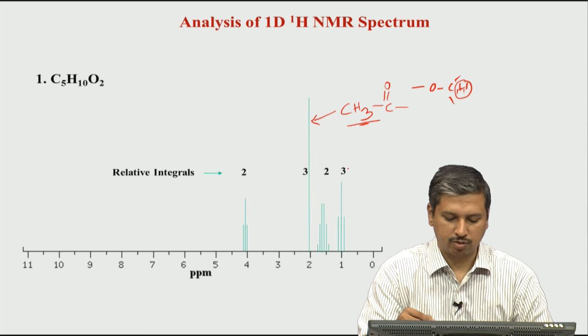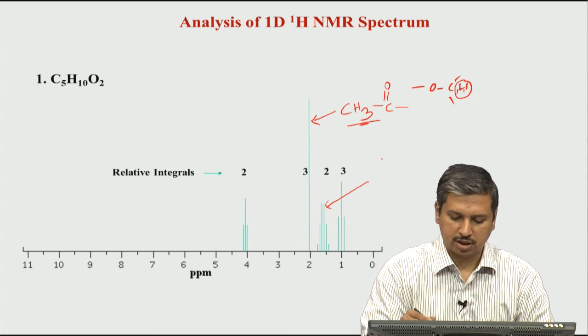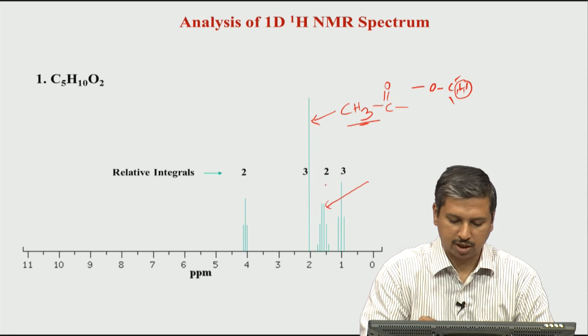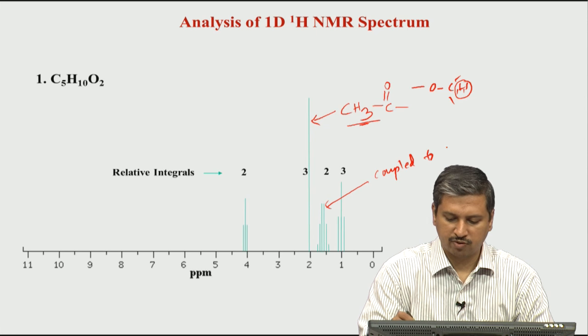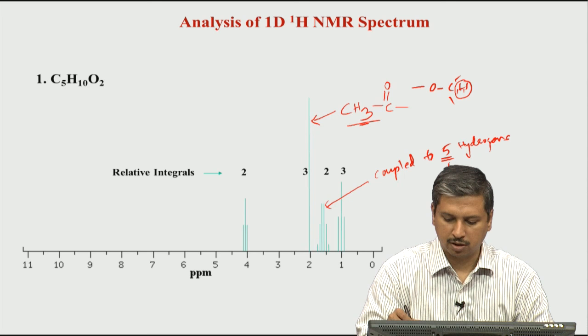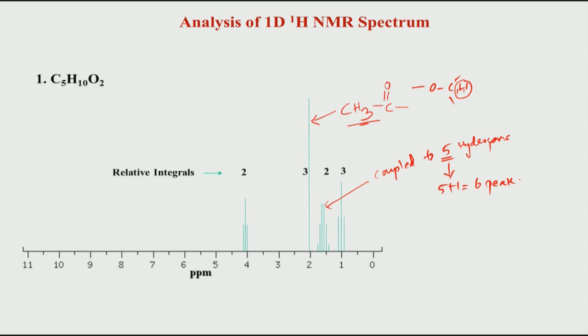So, now the remaining 2 and 3 remain. This 2 means there are 6 peaks. There are 2 hydrogens here, and these 2 hydrogens are coupled to 5 hydrogens, because only 5 will give you 5 plus 1 equals 6 peaks. So, this particular hydrogen which is showing a sextet, which is 6 peaks here, means it is coupled to 5 hydrogens, because according to the 5 plus 1 rule, you expect 6 peaks.